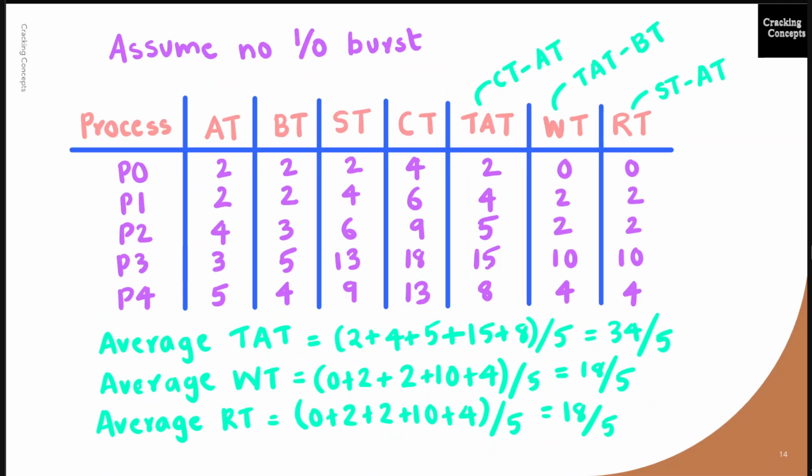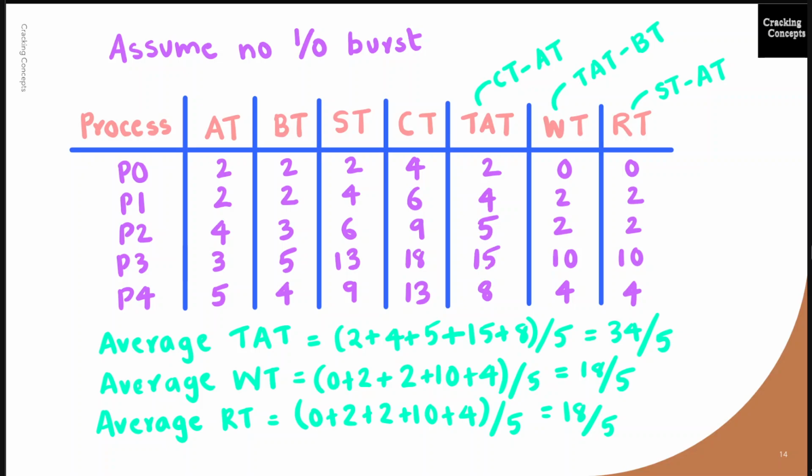This is the actual example used in the program that will be discussed after some time. So here I have assumed that there is no IO burst. So there will only be CPU burst. And there are 5 processes given along with the arrival time and burst time. From these two values, the following values have been calculated, which are the start time, completion time, turnaround time, wait time, and the response time.